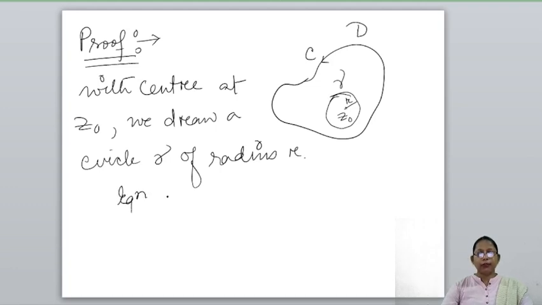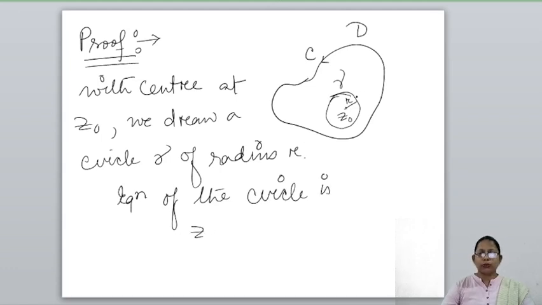Next, the equation of the circle. We know the equation of the circle: if z is any point on it, then the modulus of z minus z naught is equal to r. Call this equation 1.